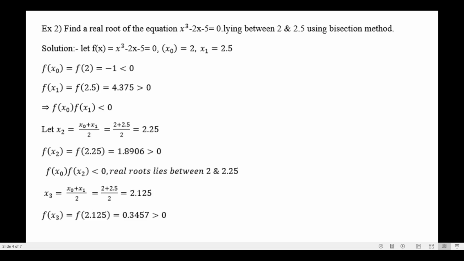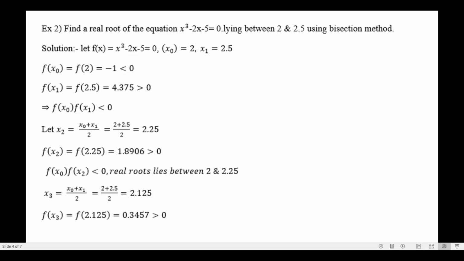Now we measure f of x2. F of 2.25 is 1.89, which is greater than 0. So whenever here you get greater than 0, in the previous calculations we take the negative quantity. For f of 2 we got a negative quantity. That's why we say the root lies between 2 and 2.25. Now we measure in the iterative method the next root.